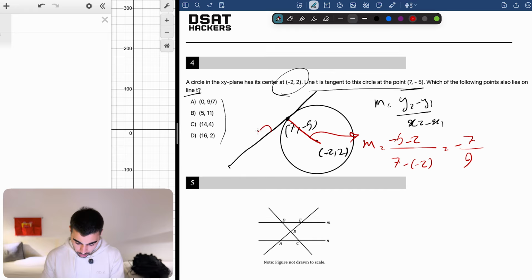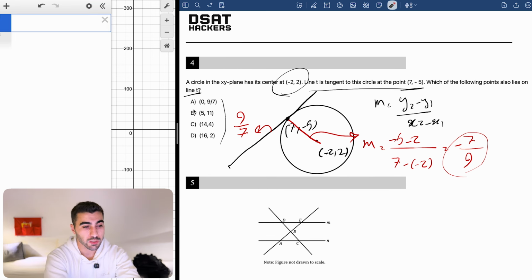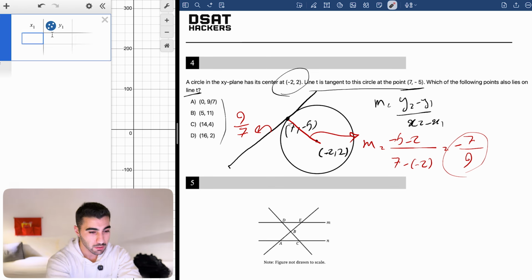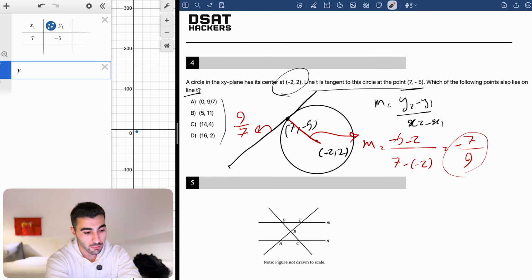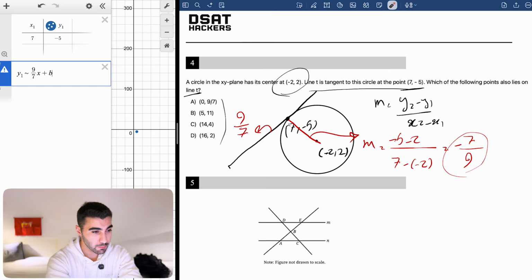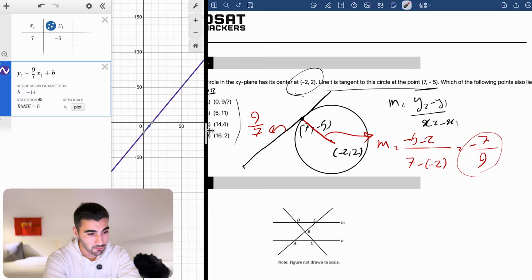So then that means the slope of this is the negative reciprocal of that. So that's going to give us 9 over 7. So this line has a slope of 9 over 7 and a point on the line. Now we can use regression to graph this line and then just check which one of these points is on the line. So I'm going to put the table here and just put the point 7, negative 5, which is on the line, and then we can do y1 tilde. The slope is 9 over 7, x plus b, x1 plus b. So b is negative 14, and this is the line that we have here, right?